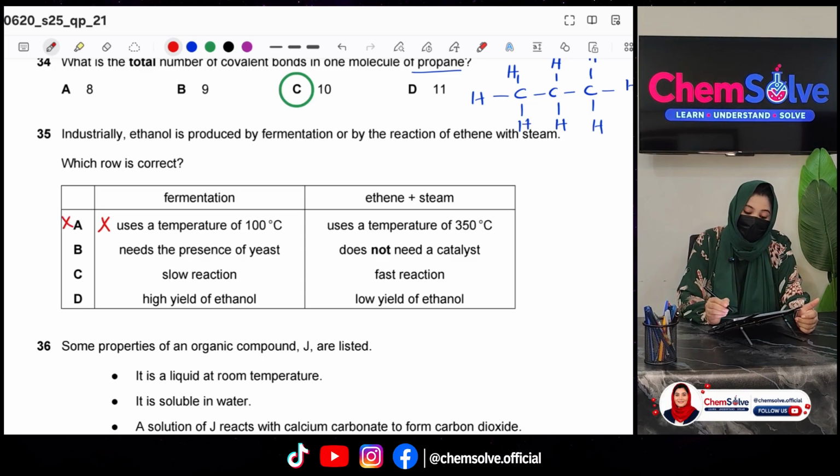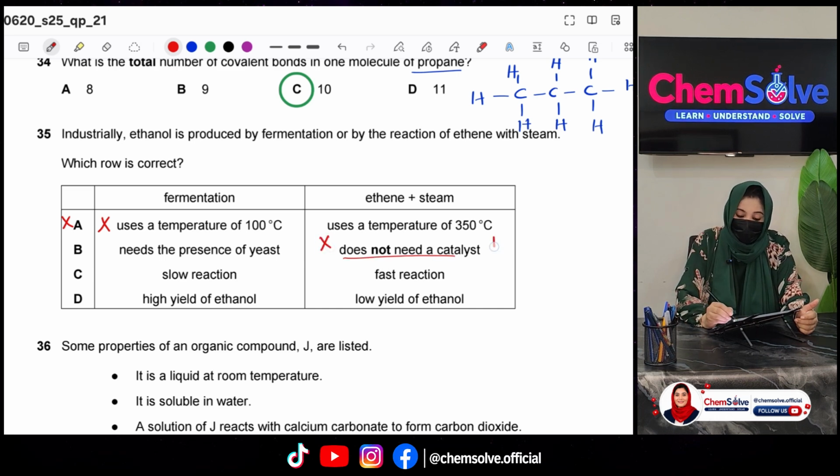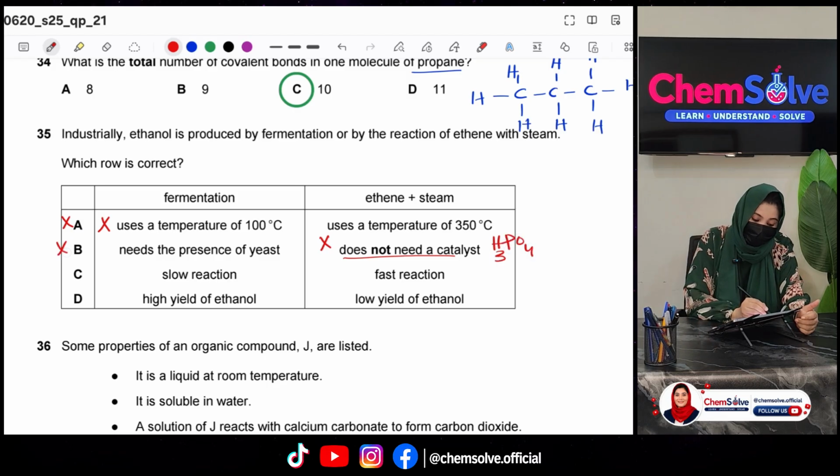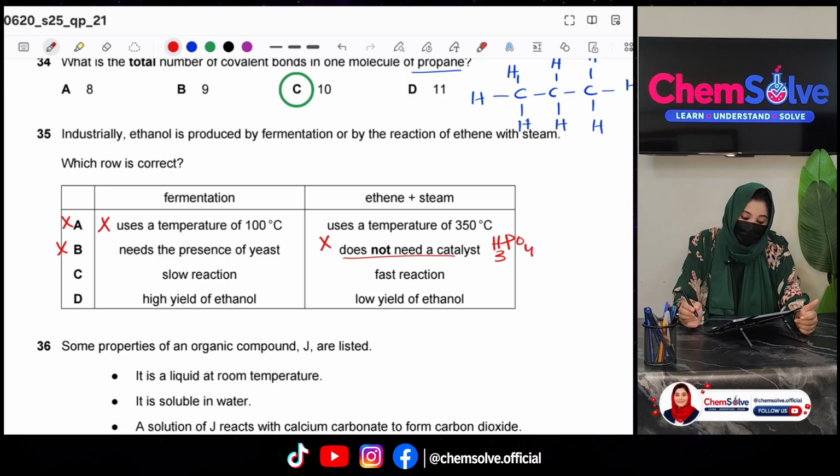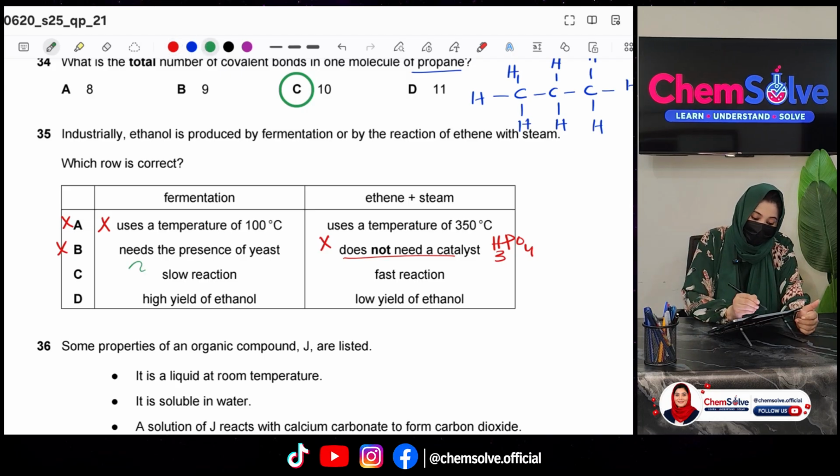Needs the presence of yeast? Yes. But ethene and steam do not need a catalyst? No. They also need a catalyst, that is phosphoric acid. So this option is also incorrect. Fermentation, I just told you, is a biochemical process, so it's a slow reaction. Yes.